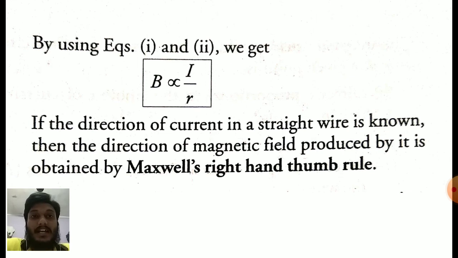Now see, if the direction of the current in a straight wire conductor is known, अगर हम लोगों को करंट कैरिंग कंडक्टर में करंट का डायरेक्शन मालूम है, देन द डायरेक्शन ऑफ मैग्नेटिक फील्ड प्रोड्यूस बाई, तो उसकी वजह से जो मैग्नेटिक फील्ड प्रोड्यूस हो रहा है, उसके बारे में भी हम लोग पता लगा सकते हैं. दैट इज बाई यूजिंग मैक्सवेल राइट हैंड थंब रूल. So the new question arises, what do you mean by Maxwell's right hand thumb rule? That one we will discuss in our next video. Hope you understood. Thank you.